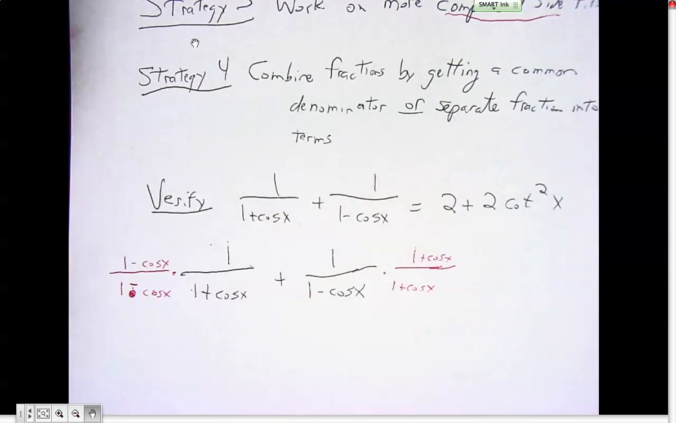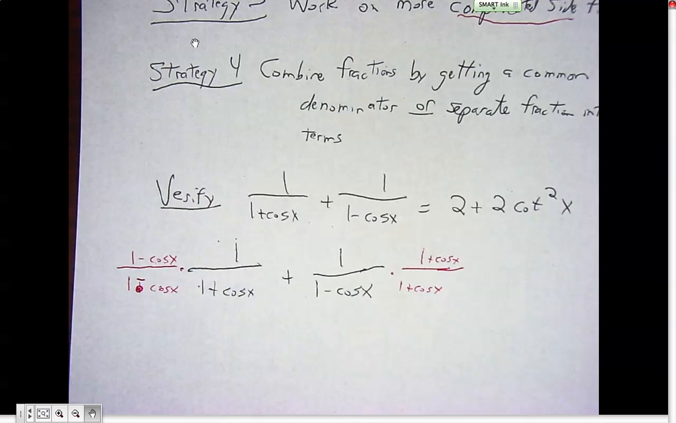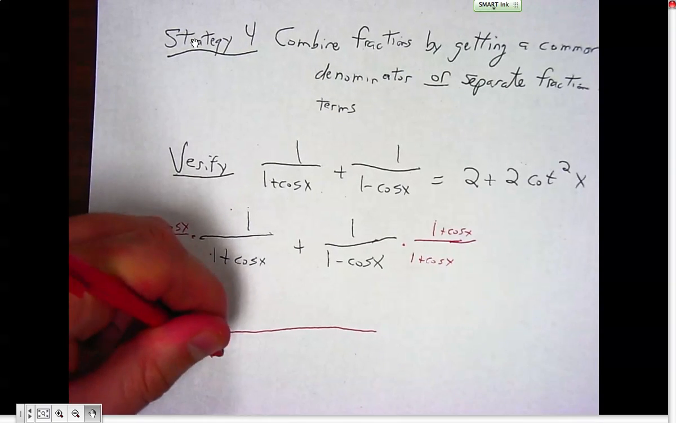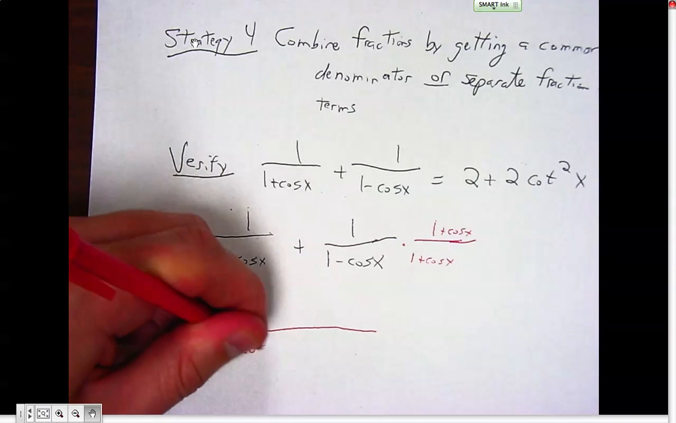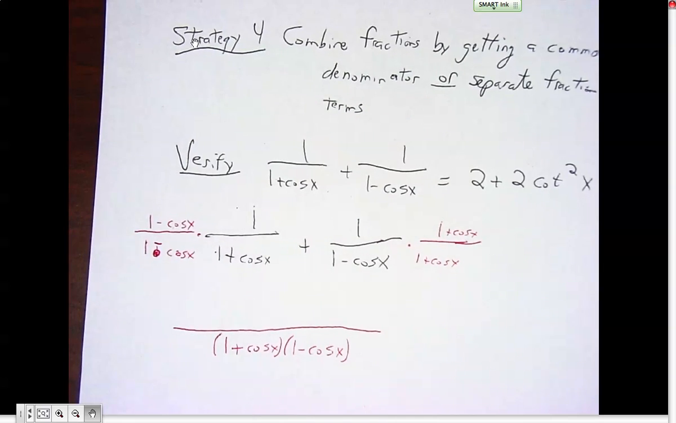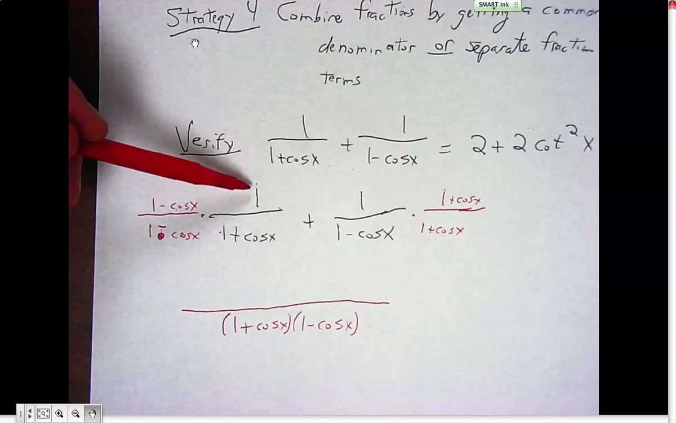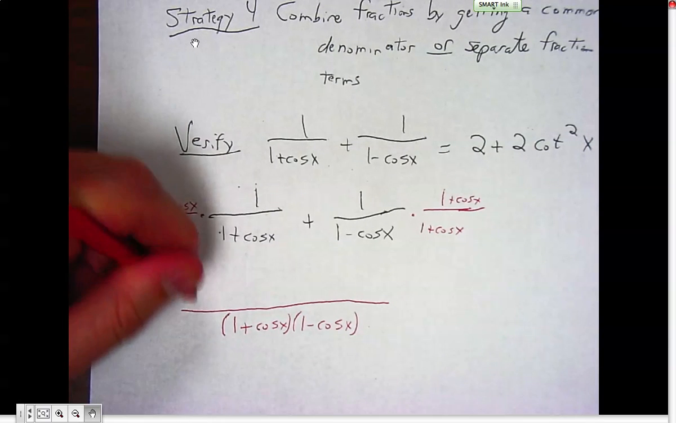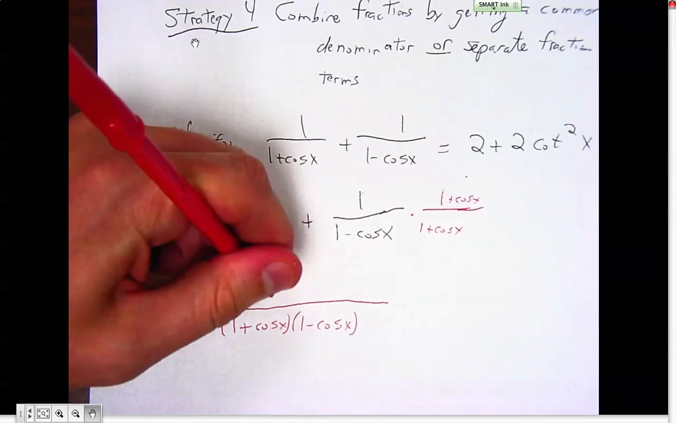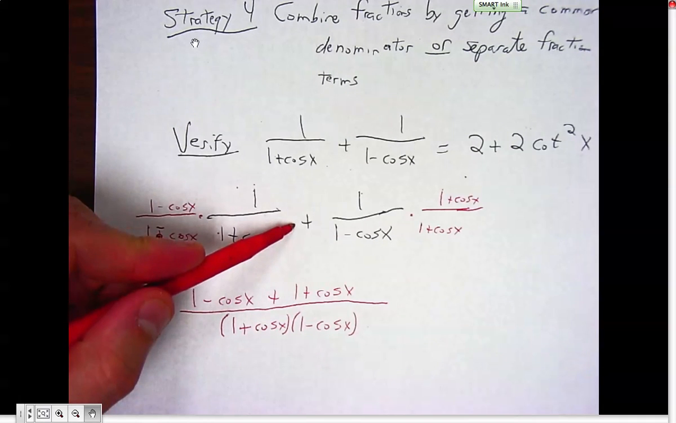top and bottom. And so I'm really just multiplying each of those fractions by giant ones, and that's going to allow me to combine them into one big fraction, and that one big fraction is going to have this new denominator, 1 plus cosine of x times 1 minus cosine of x, right? 1 plus cosine of x and 1 minus cosine of x. What's going to be in the numerator? Well, the numerator is actually not too bad. We get 1 times this, so just 1 minus cosine of x, and then 1 times this, and so 1 plus cosine of x.